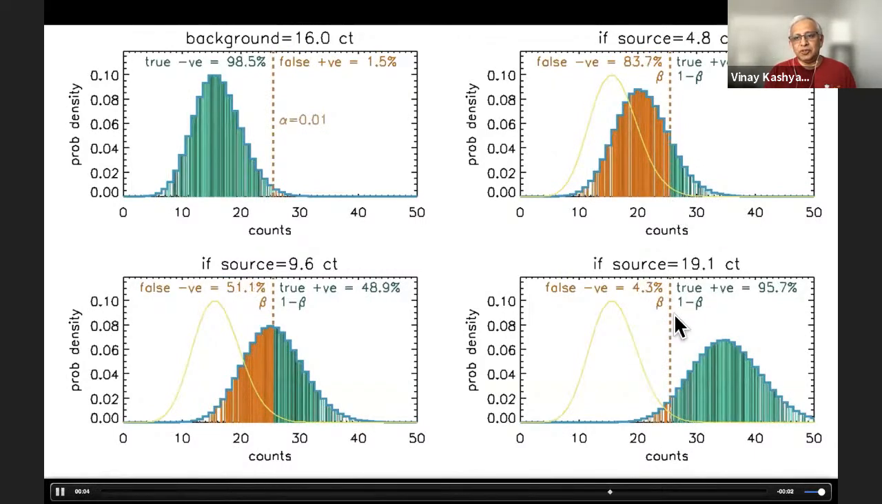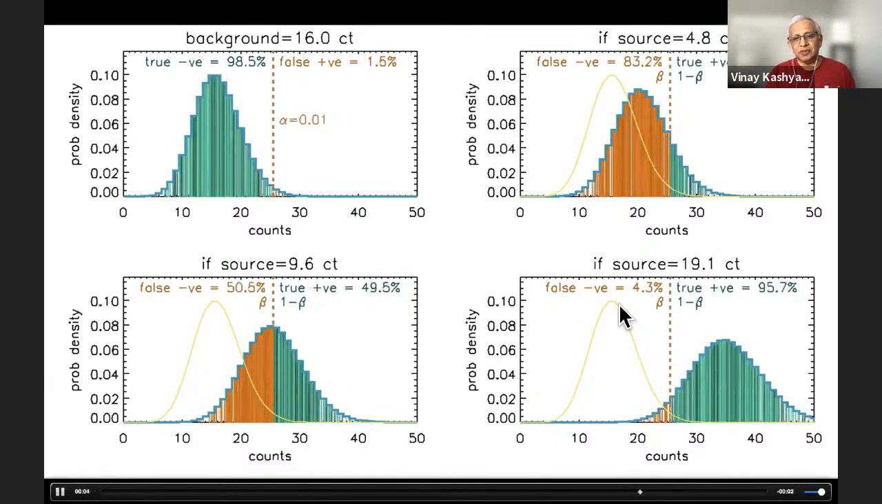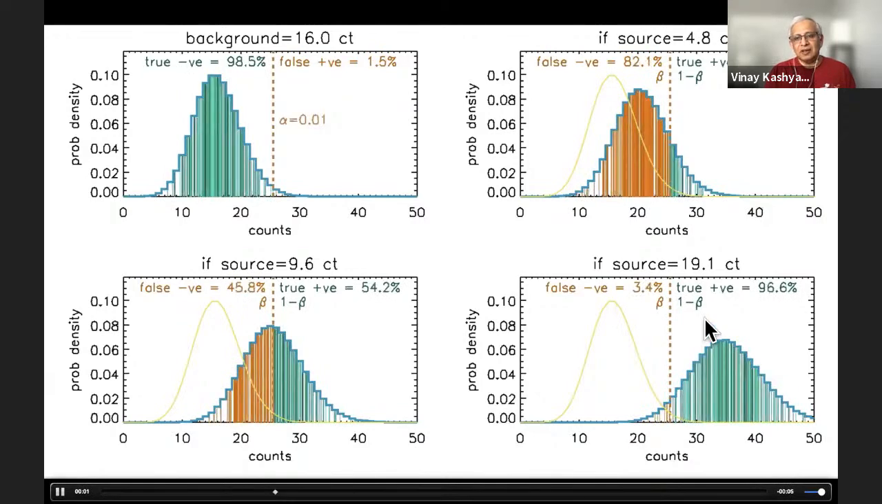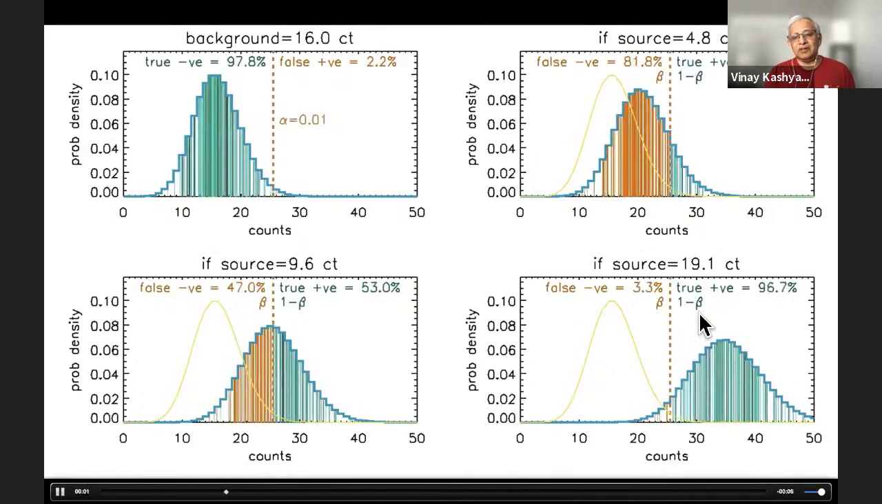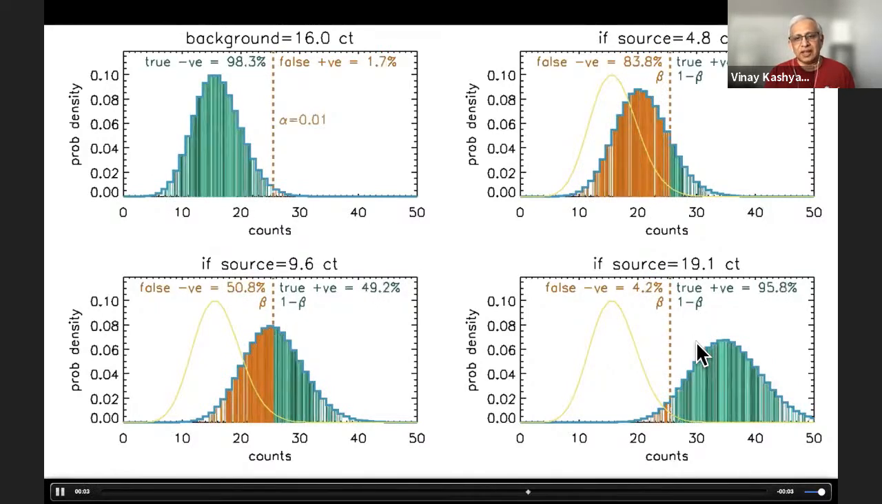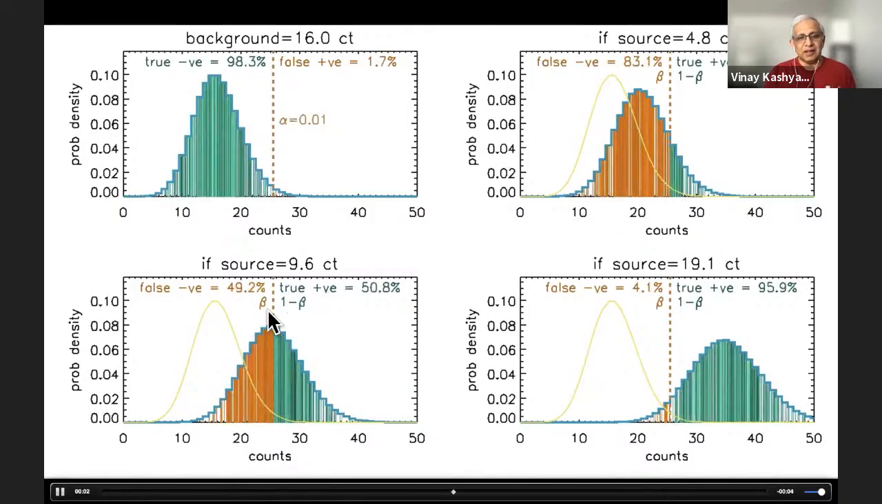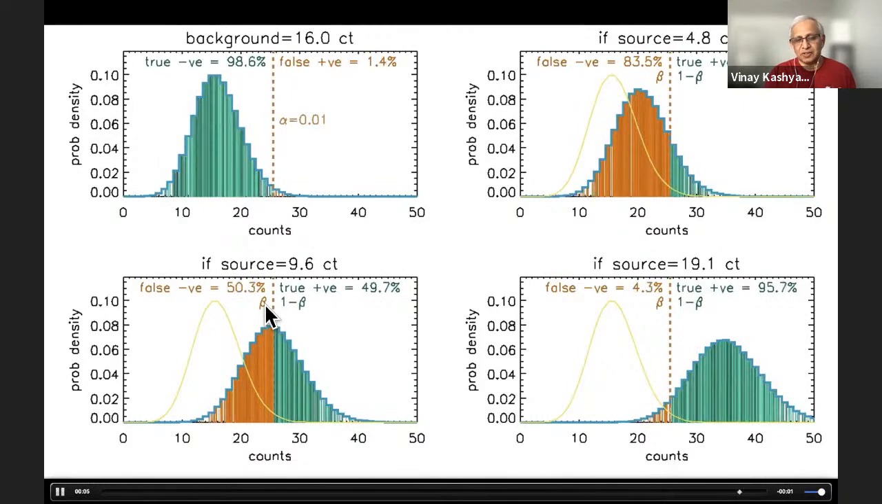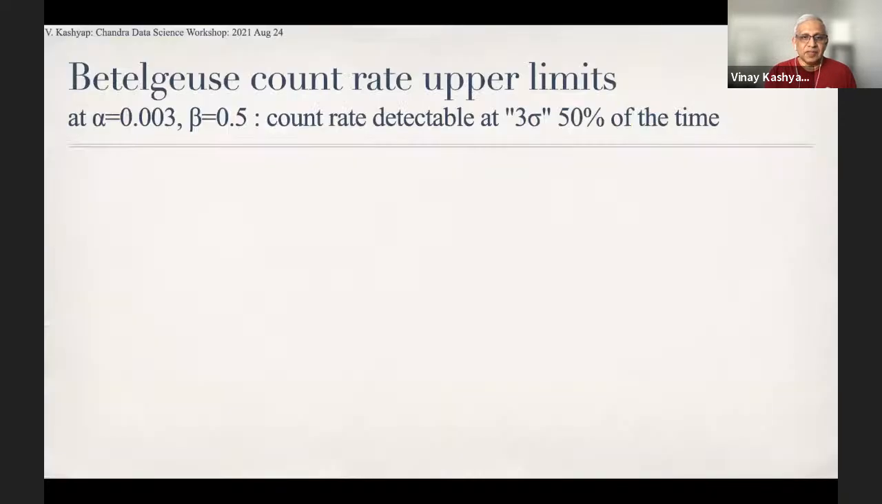As you push the source intensity higher, you're going to see more and more of these true positives and fewer of these false negatives. Now, you have to say what you're willing to accept as the false negative when you say a source is barely detected, and we usually choose this value of beta, which is also the statistical power of around 50%. So we report the count rate detectable at 3 sigma detection 50% of the time.